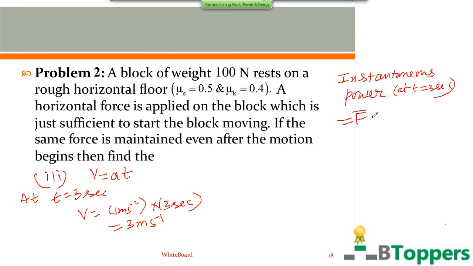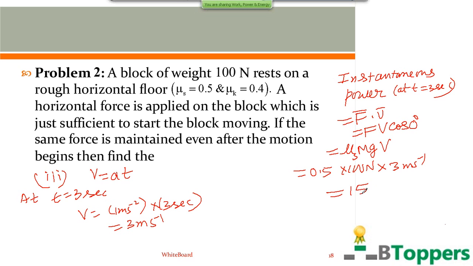is equal to F vector dot v vector or Fv cos theta. Here the angle between F and v is 0 degrees because the force applied by the agent acts in the direction of the velocity. F is the magnitude of force applied by the agent, which is equal to mu s into mg in magnitude. Here mu s is 0.5, mg is 100 newtons. Already we calculated in the previous problem F equal to 50 newtons, so I can directly write F equal to 50 newtons, v is 3 meter per second. So that will be 150 watts. That's the answer for the third part of the question.